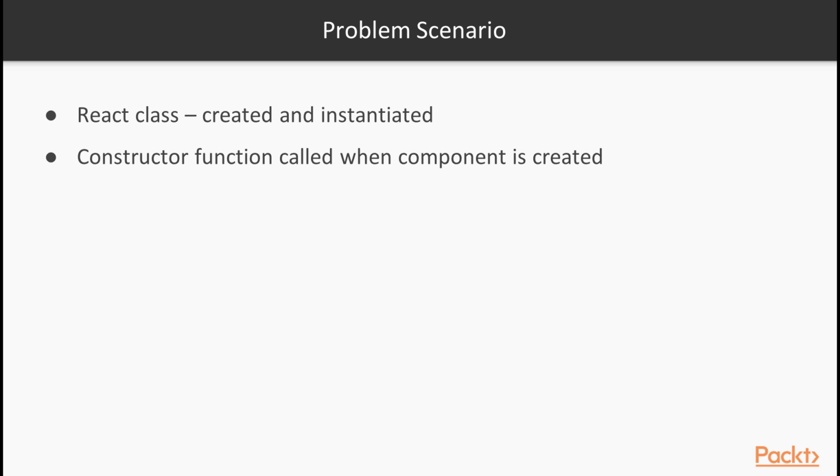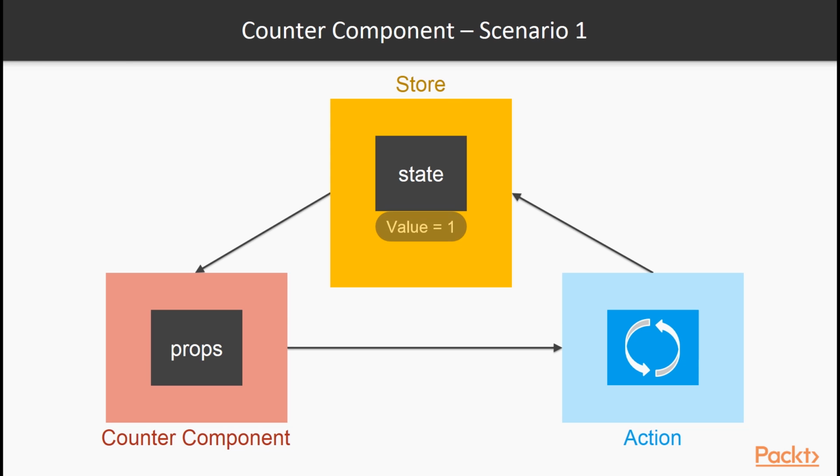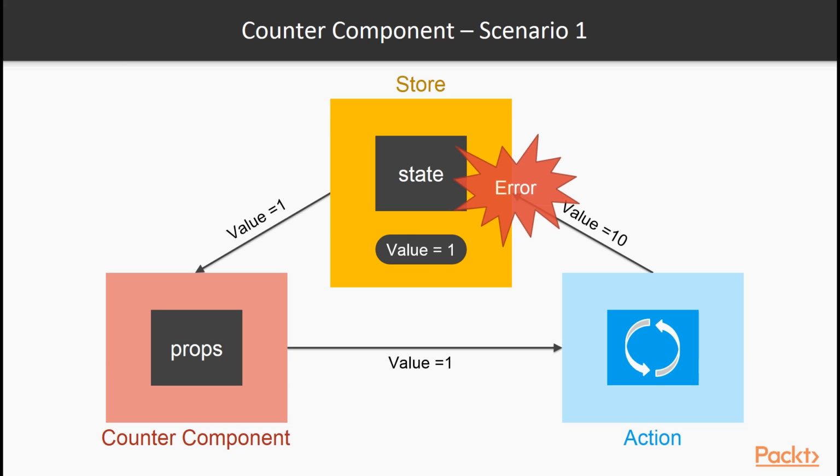The second problem centers on how the class is created and instantiated by React. The constructor function of the class gets called only once when the component is created. In our counter component, we read the value of the count prop and we stored it into the state. If the value of that prop changes during the lifecycle of the application, let's say it becomes 10, the counter component will never use the new value because it has already been initialized. This puts the component into an inconsistent state, which is not optimal and hard to debug.